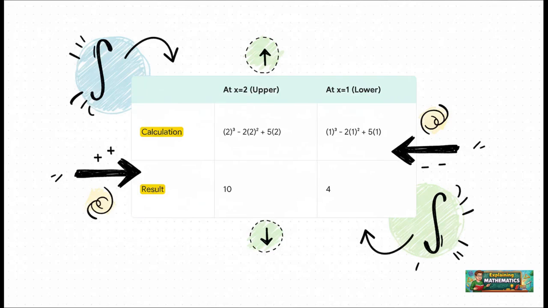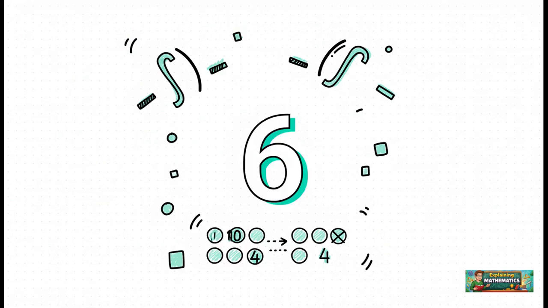When we plug in x equals 2, the whole expression works out to 10. And when we plug in x equals 1, we get a result of 4. We now have our 2 key values. And the final step is the easiest part. You subtract the lower bound's result from the upper bound's result. So we take 10, we subtract 4, and we get our final answer, 6. That's it. We found the exact numerical value of that integral.